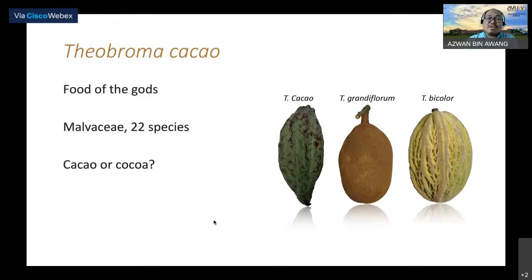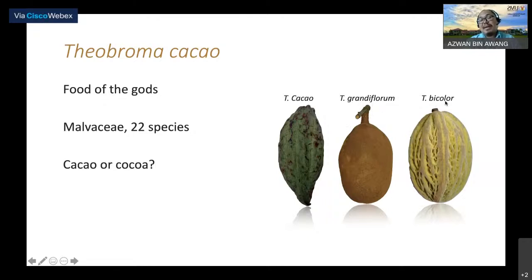All right. So within the family, the genus is Theobroma, and the species is cacao. So they have cousins, 22 cousins. If you can see here, this is Theobroma cacao. That's the source of your chocolates, right? And these are the cousins. And we have other types of species as well, but these are among the known ones.